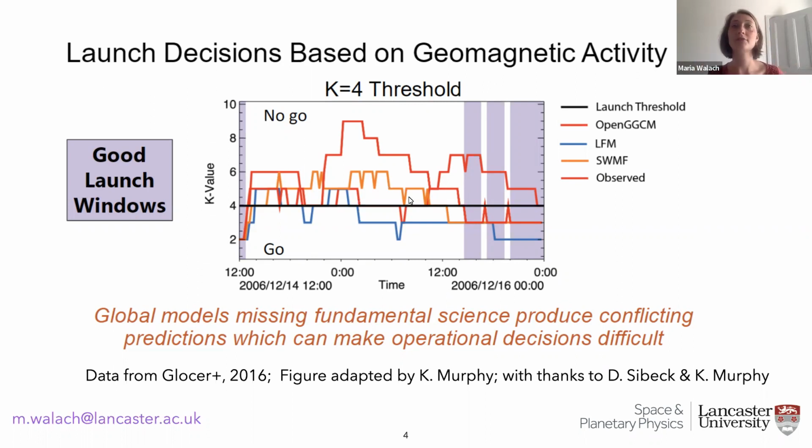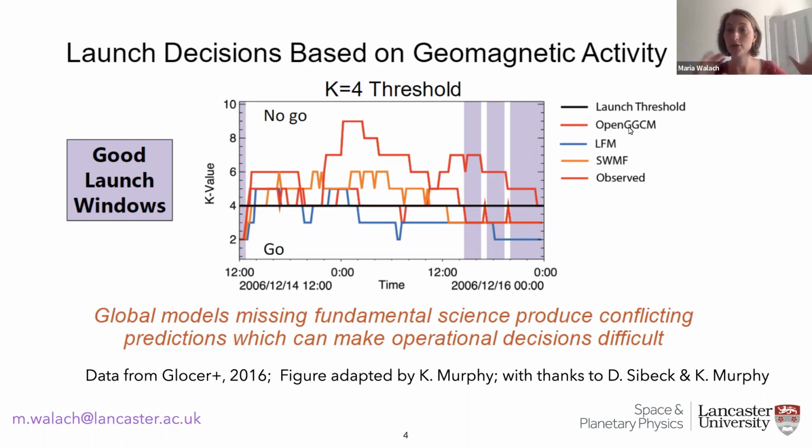And you can see there's loads of different lines on here. One of the red ones, which I appreciate is hard to see, but it's this one here, peaks here in the middle. That's the observed value of K=4. So we know this obviously in hindsight. K=4 in black here is the launch threshold. Another red line is the Open GGCM model.